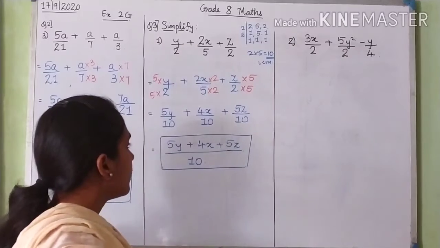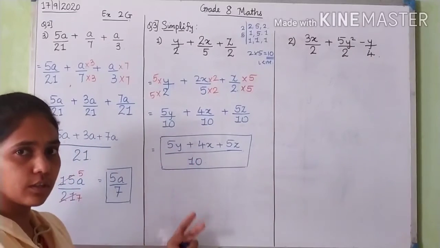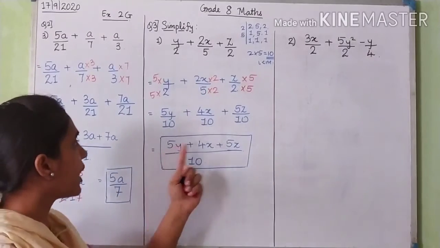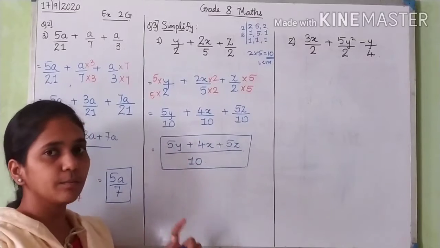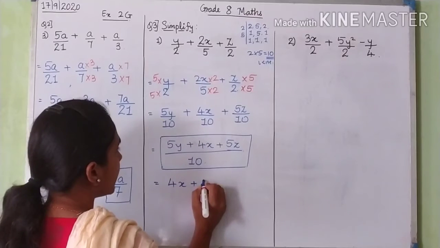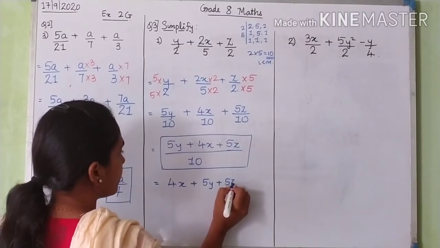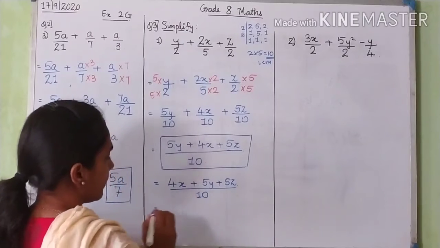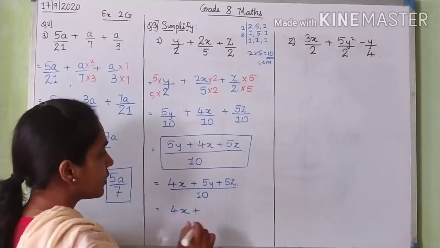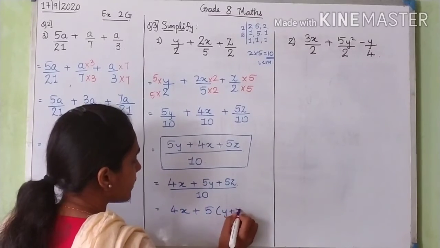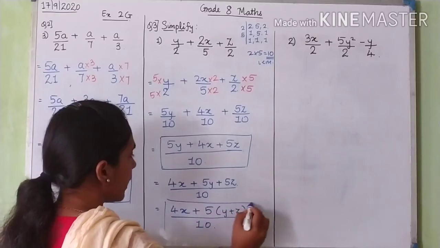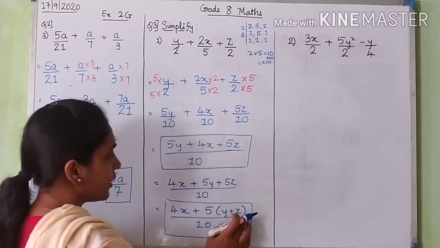Now if you want to simplify it further, you can see that from 5y and 5z, 5 can be taken in common, right? So I write 4x first and then 5y plus 5z, and the whole divided by 10. If I take 5 common from the second and third term, what remains is y plus z, and the whole divided by 10. So this also could be our final answer. Here in this step, what we have done?